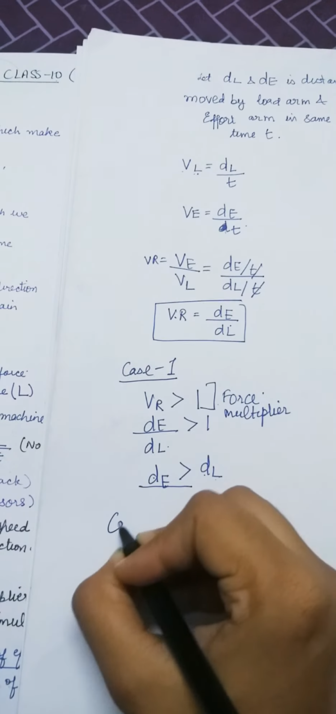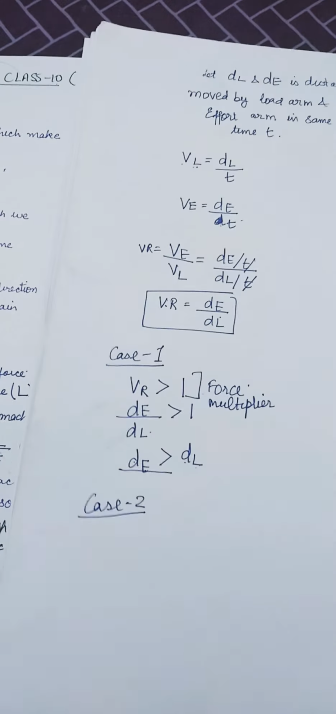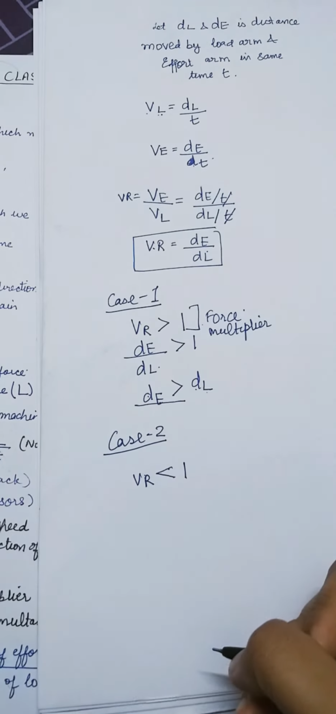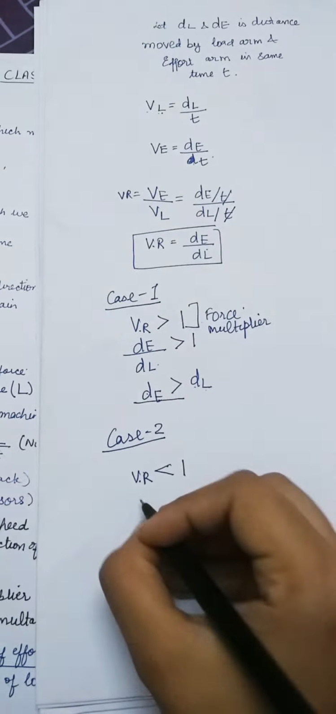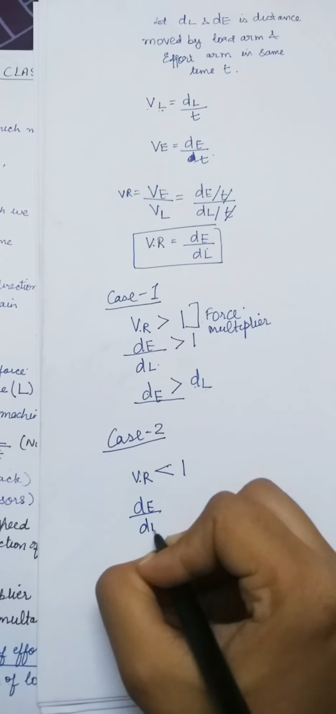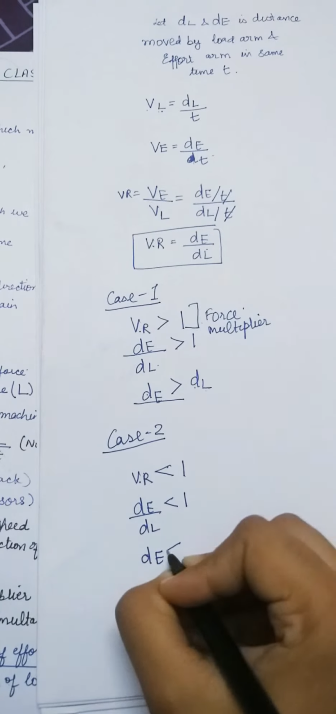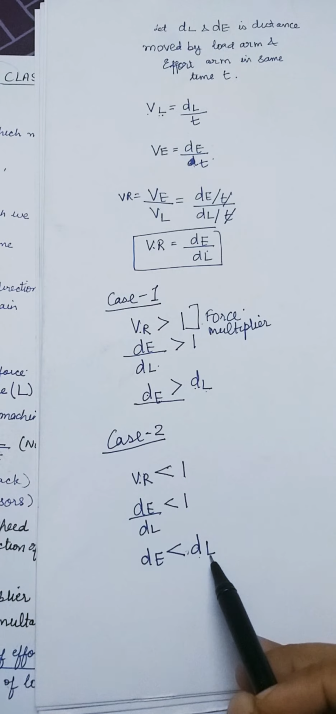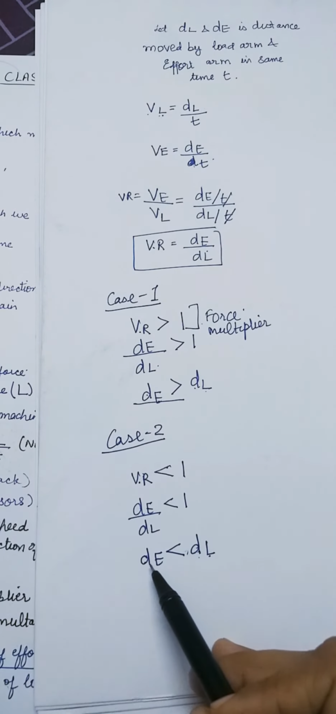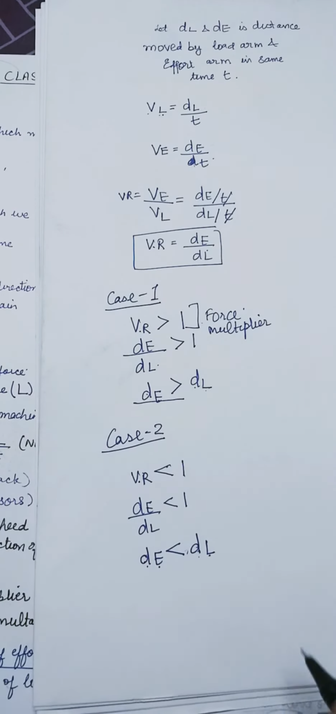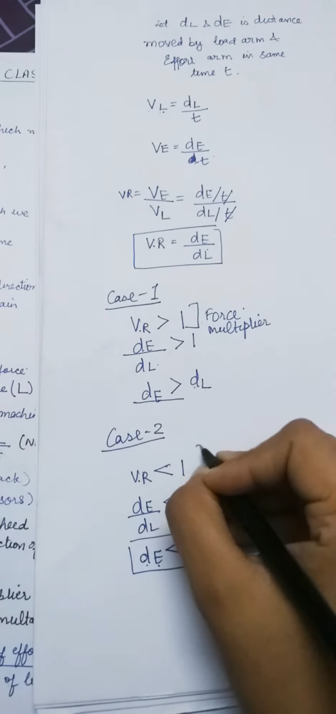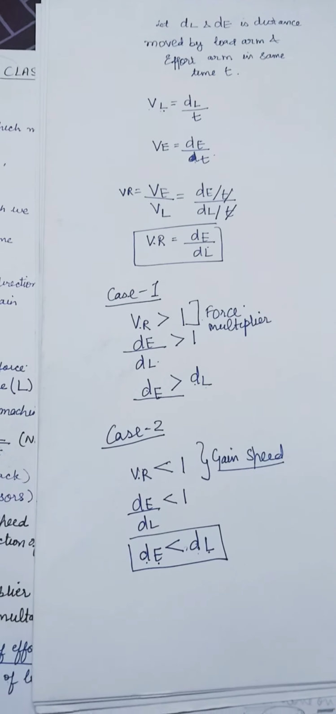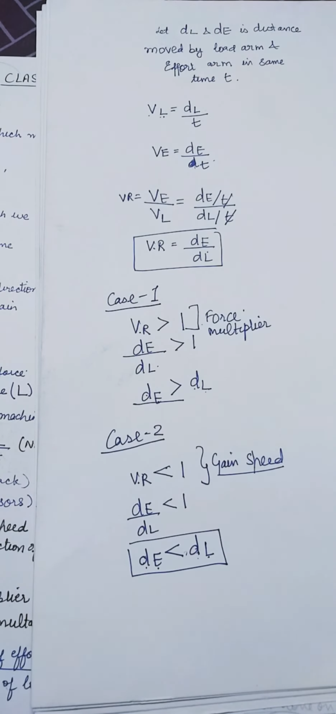And let us take case 2, when VR is less than 1. So VR less than 1, put the value: dE by dL is less than 1, so dE is less than dL, meaning the distance moved by the load arm will be much greater compared to the distance moved by the effort arm. So in that case your machine will act as a gain in speed, like in the case of a scissor.